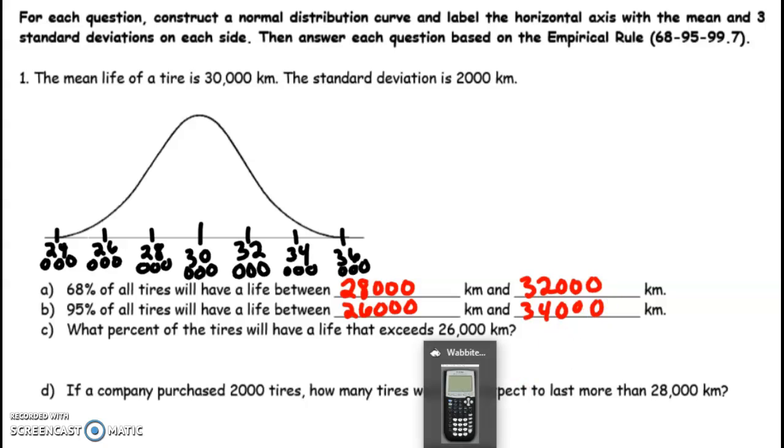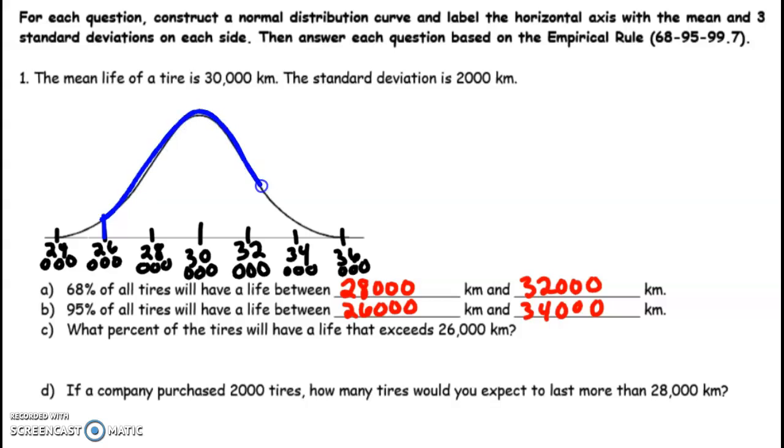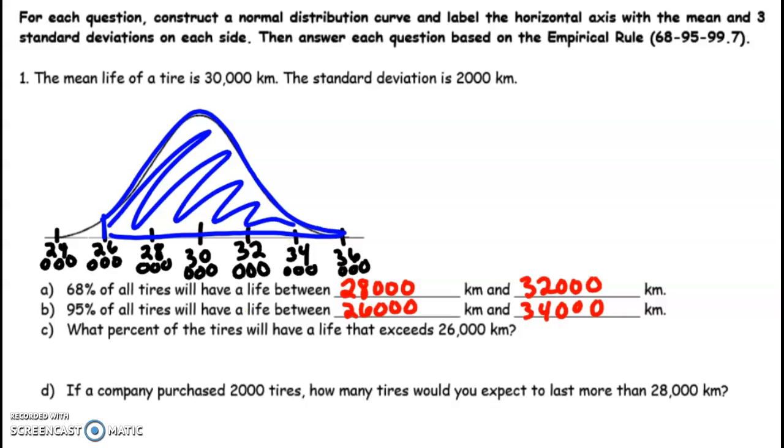And C, what percent of tires will have a life that exceeds 26,000 kilometers? Well, here's 26. Exceeding that means I want 26 and onward, so I'll shade up here, from here and the whole curve after that. We have to do a little work to figure out that percent. Notice how big this area is, and I know the whole area is 100%. So rather than figure out this percent, I'm just going to find this percent and then subtract it from 100.